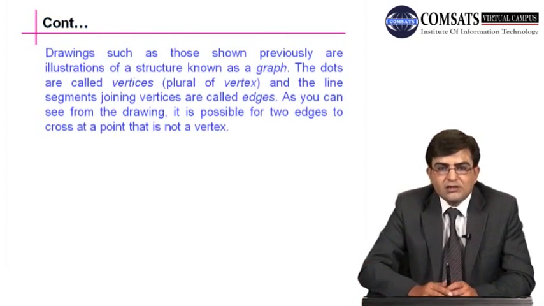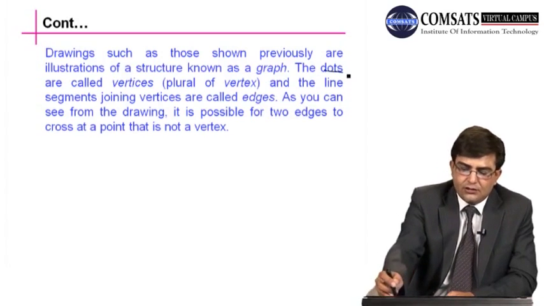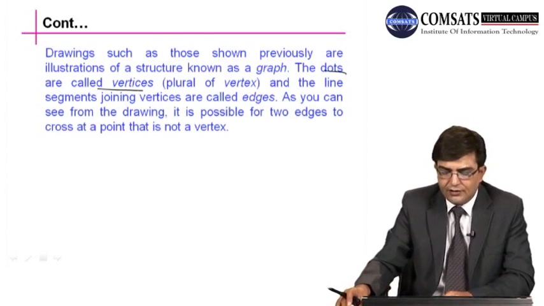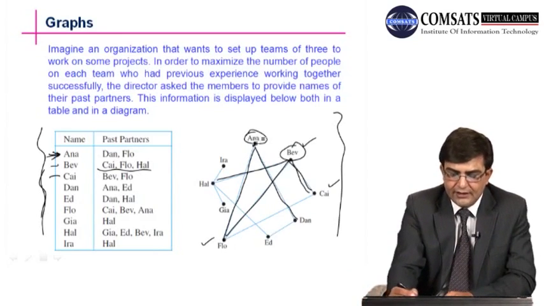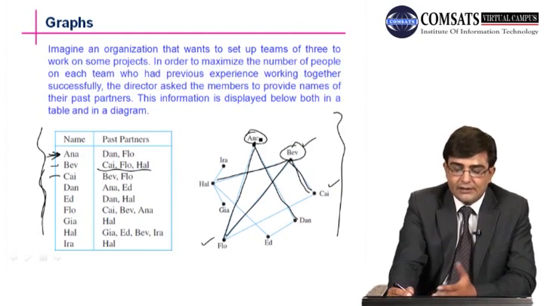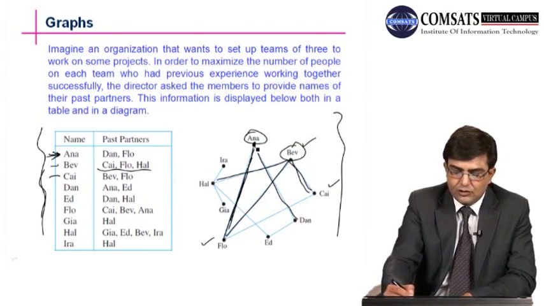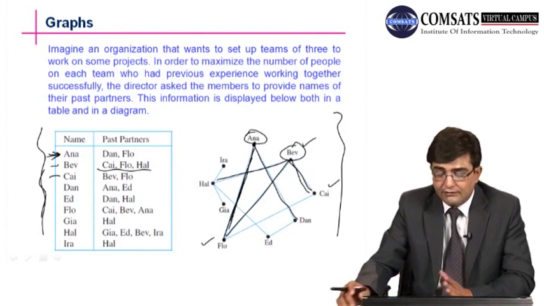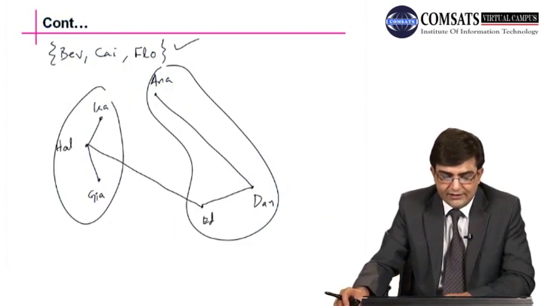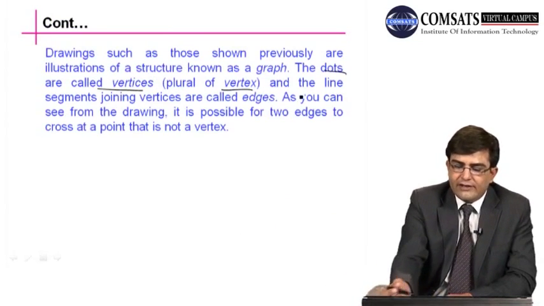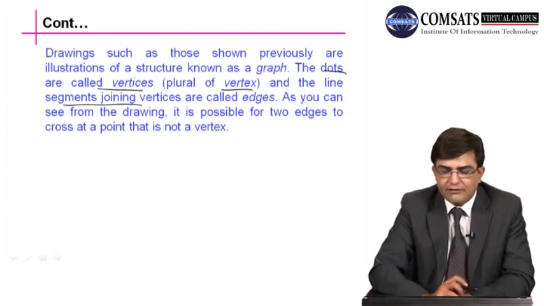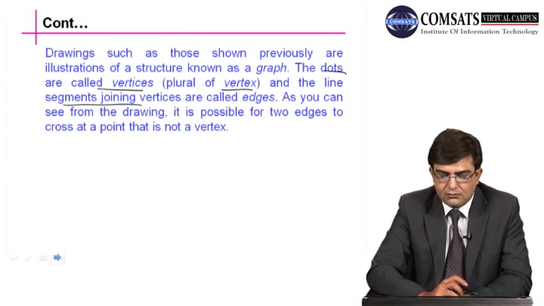So the dots are called vertices. The dots which we have here, these dots which show the elements, like a person here, are called vertices. And the lines which join vertices are called edges. Vertices is the plural of vertex, and the line segments joining vertices are called edges.